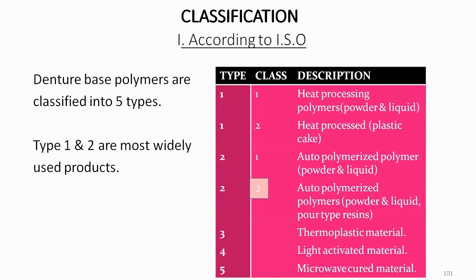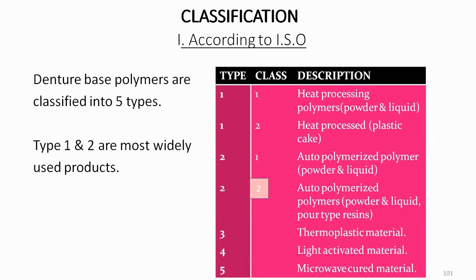Denture base material is not of only one type. It can be of different types. There are different types of acrylic resin available in the market. Type 1, class 1 is heat processing polymers, that is heat cure acrylic resin. Type 1, class 2 is also heat processed, but it is present in plastic cake form. Usually we get it in powder and liquid; that is type 1, class 1.